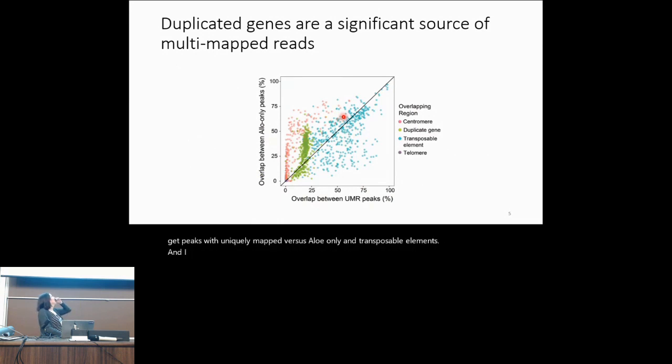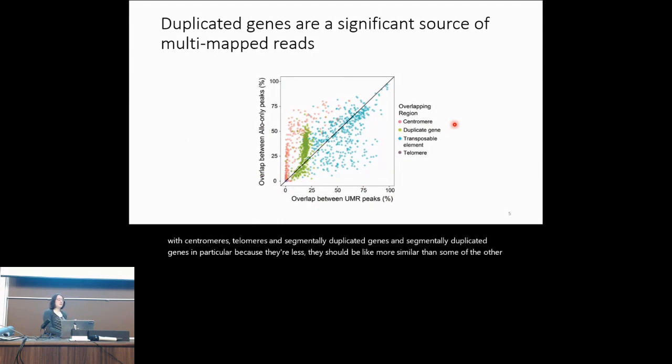I don't have the figure here, but we actually found that most of the ones that Allo was really good at helping with were young transposable elements and long transposable elements. So we wanted to see whether there were other regions of the genome that were causing these multi-map reads that weren't transposable elements. What we did is we overlapped it instead with centromeres, telomeres, and segmentally duplicated genes, and segmentally duplicated genes in particular because they should be more similar than some of the other types of gene duplications.